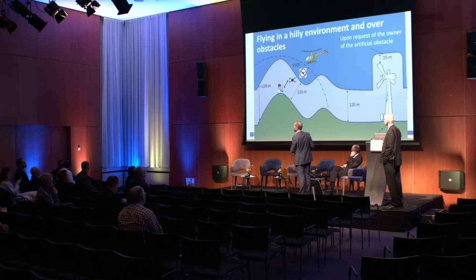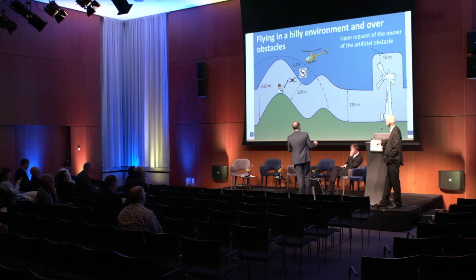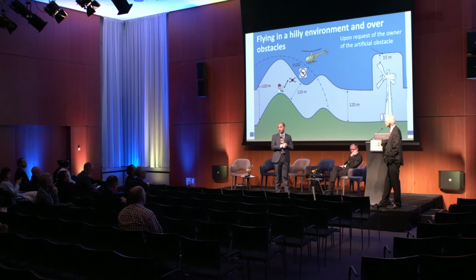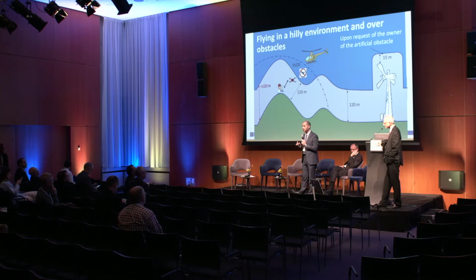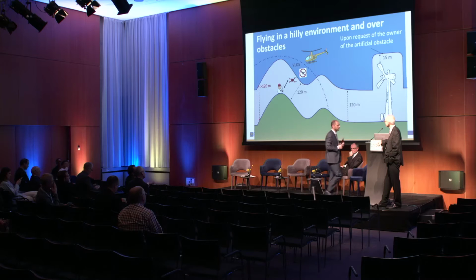We think that this approach is safe because manned aircraft will always fly above the highest obstacle in the area. In addition, if there is an obstacle higher than 120 meters, you are allowed to fly 50 meters higher than the obstacle, but only if there is an explicit request from the owner of the obstacle. This means that I cannot fly over this windmill just for fun. If I'm asked to do some kind of inspection by the owner of the windmill, then I can fly there. I need to demonstrate, in case of accident or inspection, that I had the authorization to fly there.